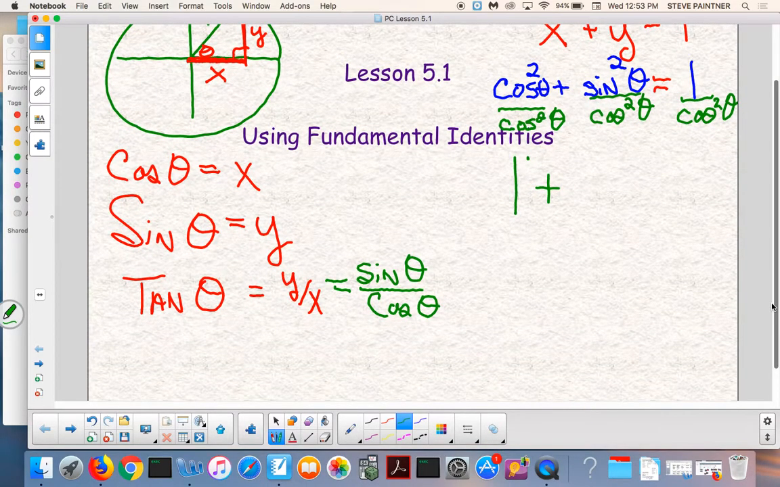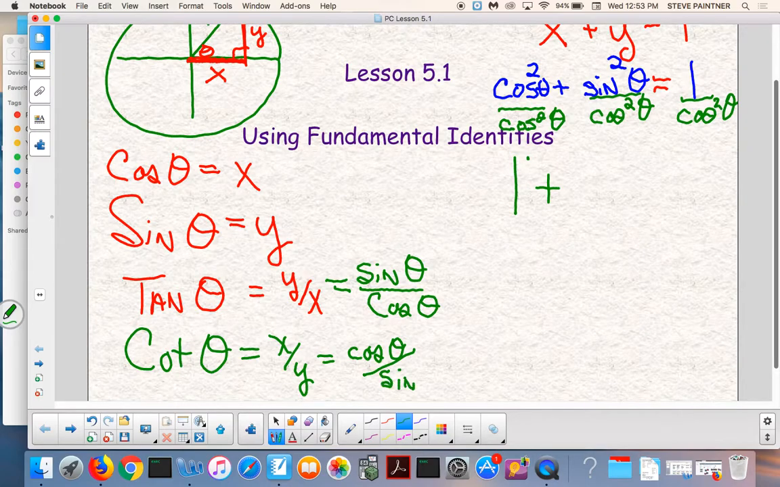What would this be? Cotangent of theta would equal, yeah, but it's y, x over y, which is what? Cosine of theta over what? Sine of theta. Okay. I'm just trying to show you where these properties come from. I don't want to just say, here they are, but this is where it came from. It basically came from your unit circle.